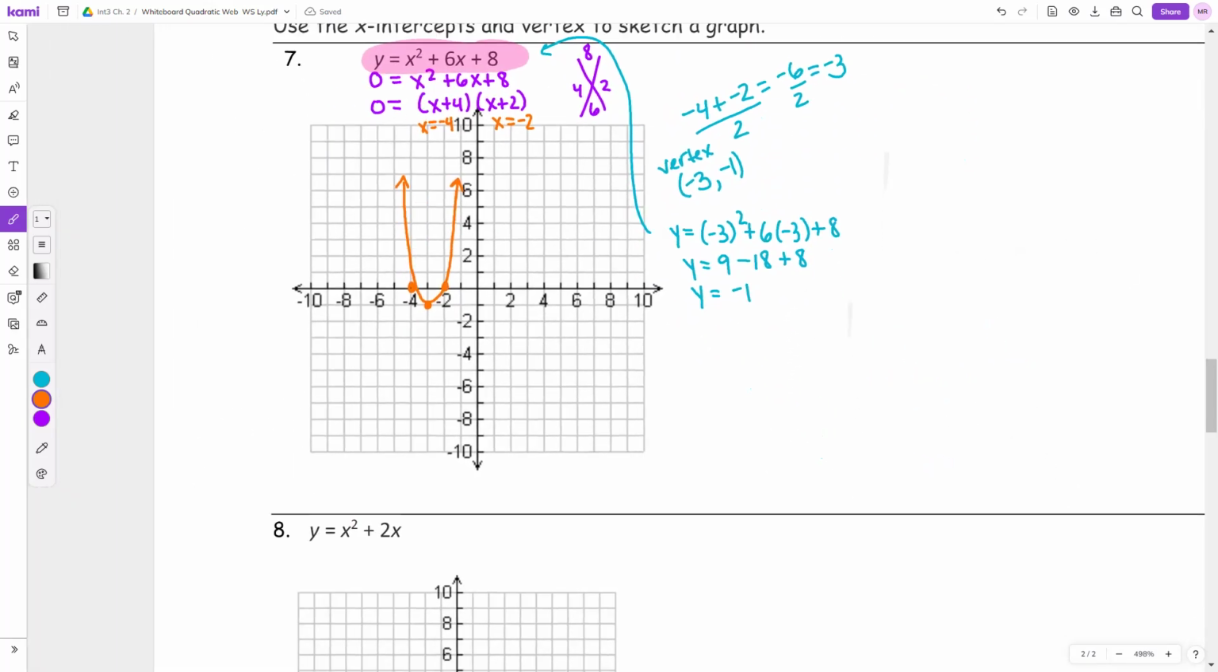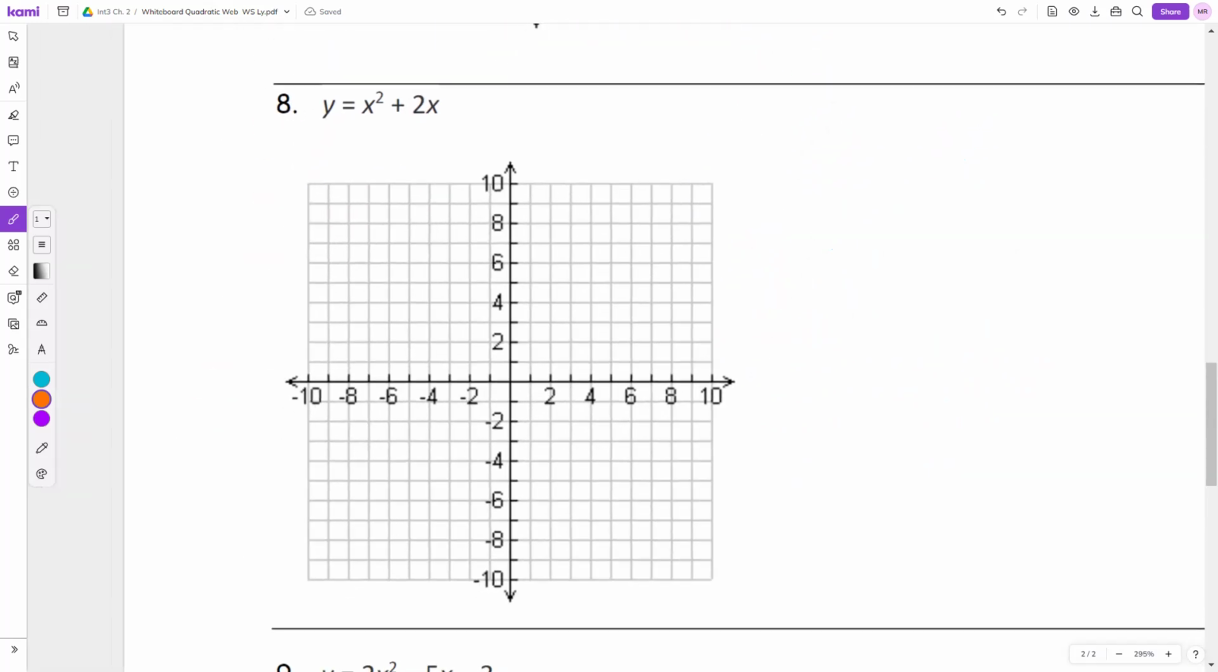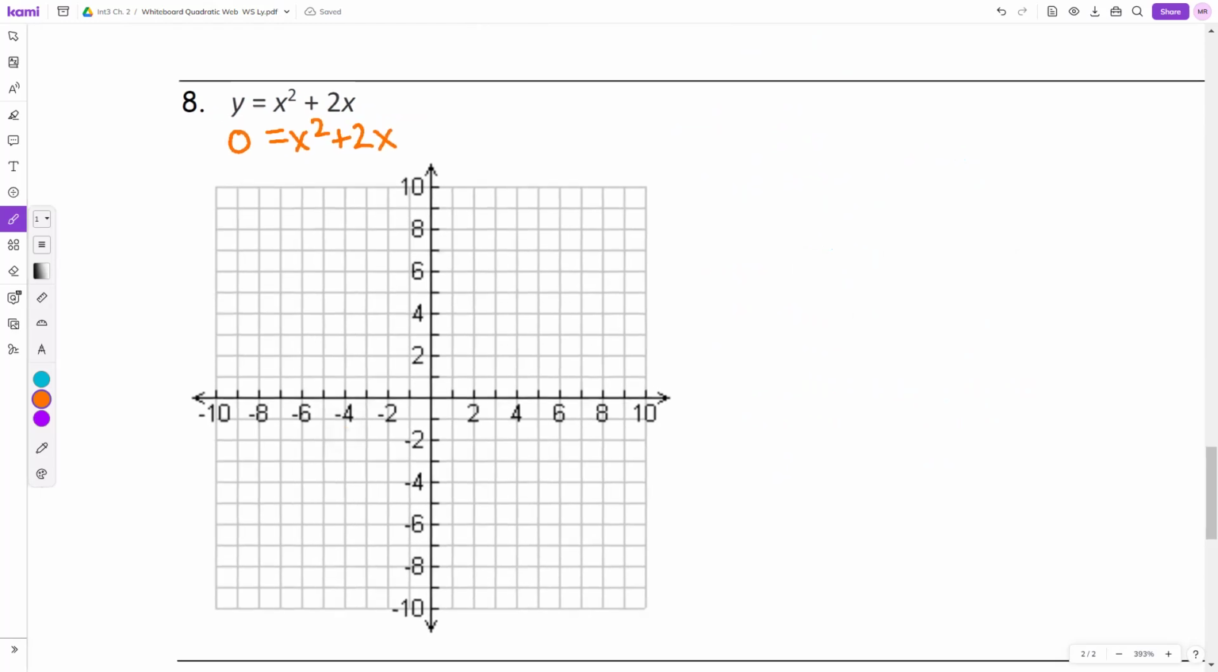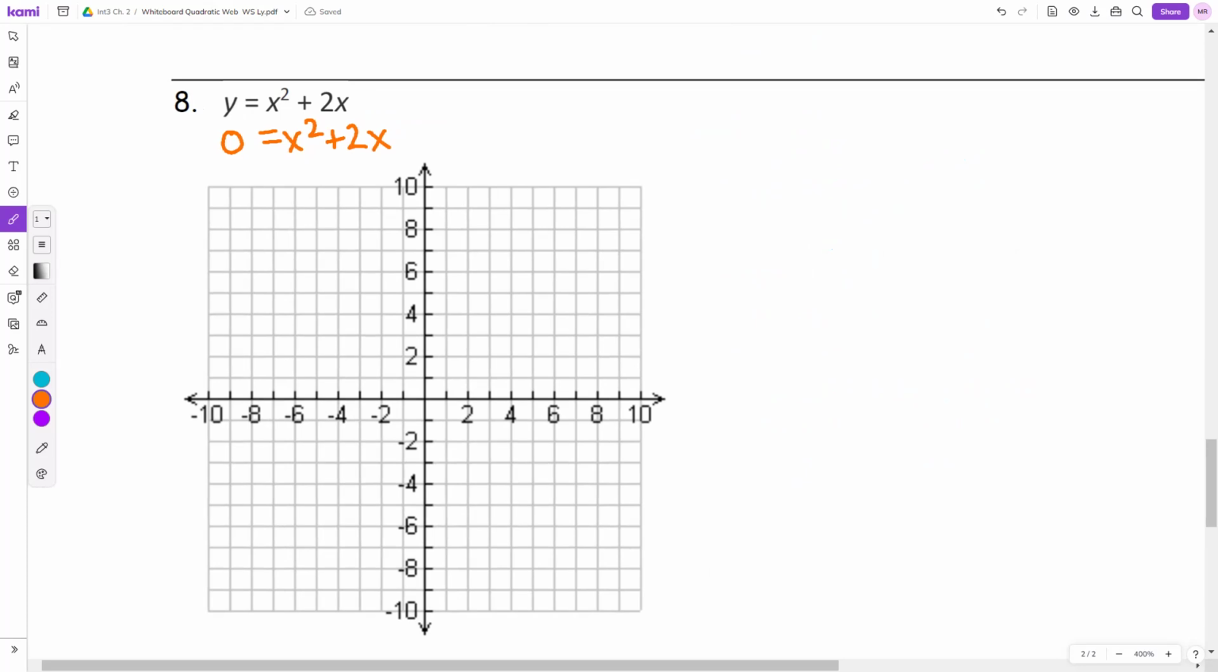So on number 8, similar idea. We want to find the x-intercept. I'm going to put 0 in for my y to find my x-intercept. Now, a problem like this sometimes gives students trouble. I want to factor this. And when I'm looking at this, I'm really going, hey, there's an x in both terms. So I'm going to factor out an x, and I'm going to get x times x plus 2. And then I'm going to take those and set those factors to 0.